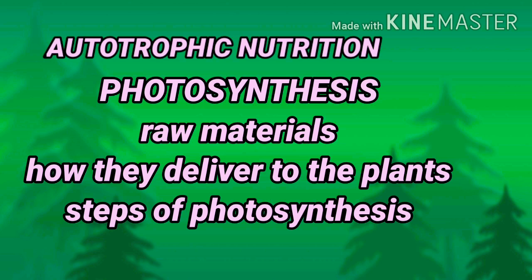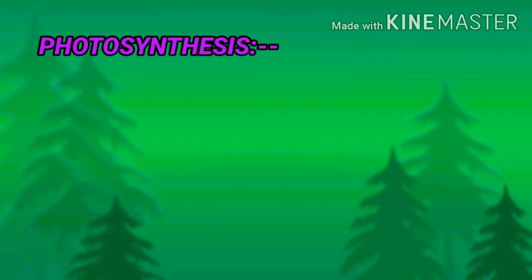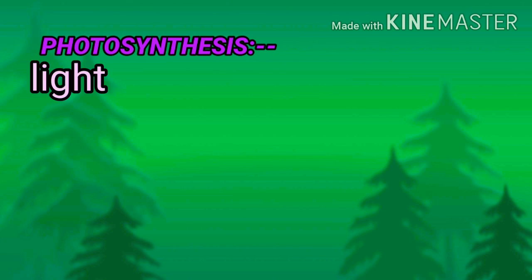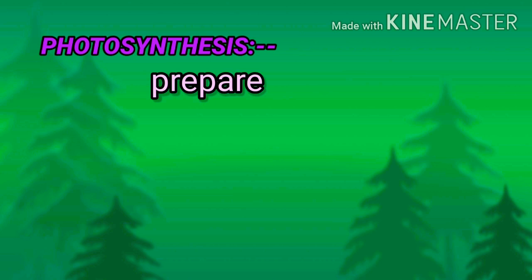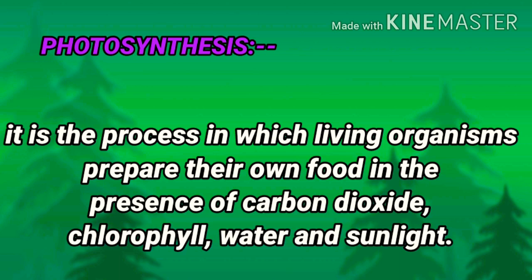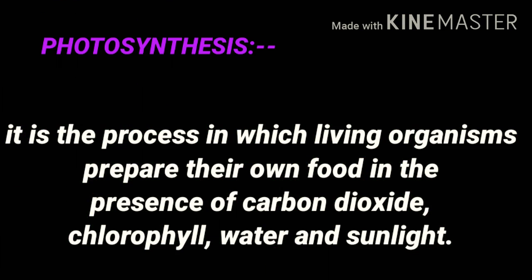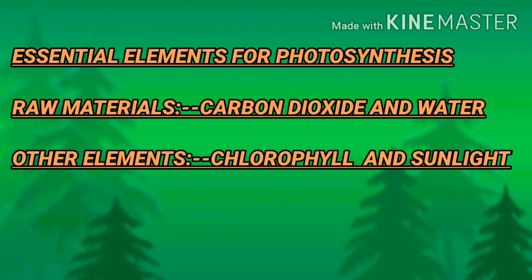So you have already known what photosynthesis is. Now let us understand it again. Photo means sunlight, and synthesis means to prepare. So in the presence of sunlight, some organisms prepare their own food. That is called photosynthesis. It is the process in which living organisms prepare their own food in the presence of carbon dioxide, chlorophyll, water and sunlight.